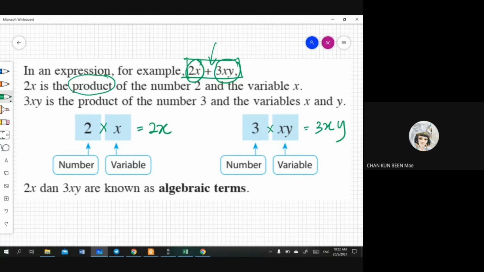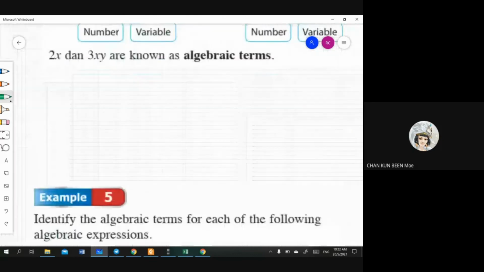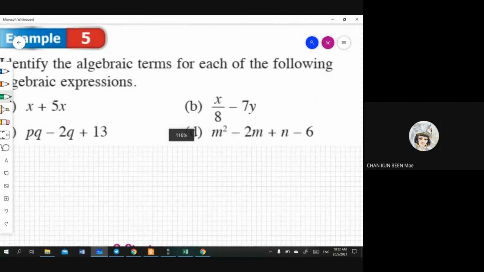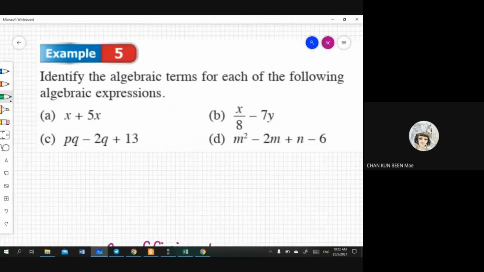We ignore the plus or the negative, the addition or the subtraction, because the operation is not included for the term. Okay, let us look at the example here. We need to identify the algebraic term for each of the following. Okay, first one, x plus 5x. Can you determine what are the algebraic terms for x and 5x?